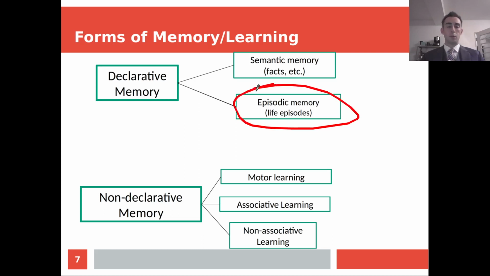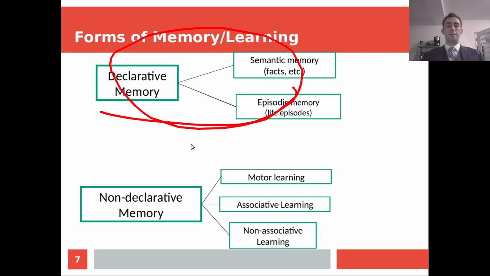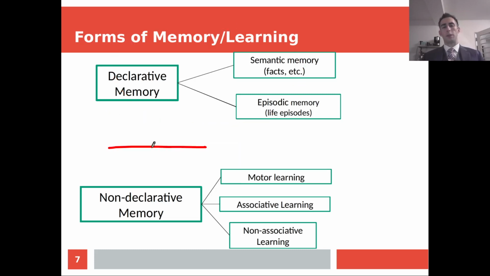Episodic memory is more about life episodes. Like I remember I put my cup on the table, or I remember I was learning to drive when I was 16 years old, or something like this. That's declarative memory. There's also procedural memory in between. I guess it's non-declarative memory.